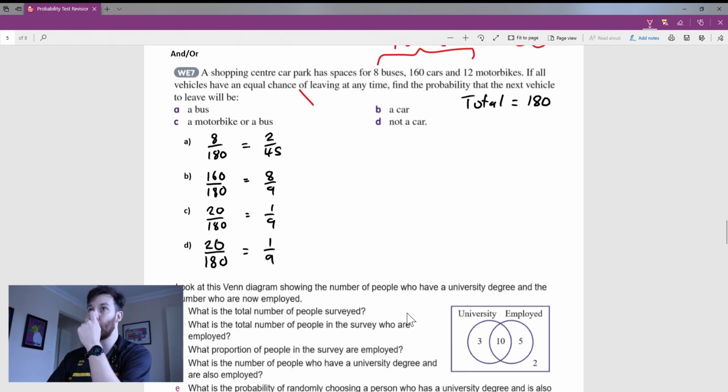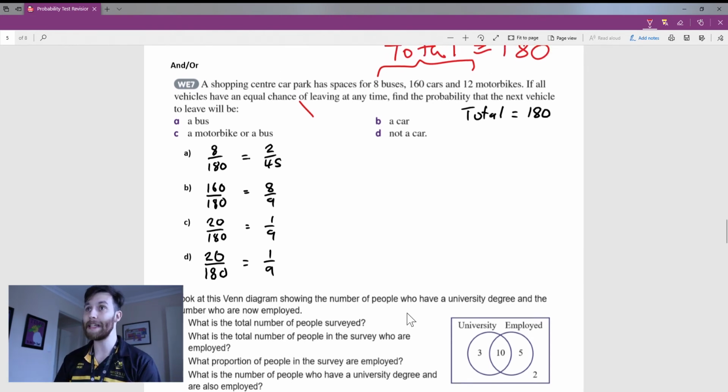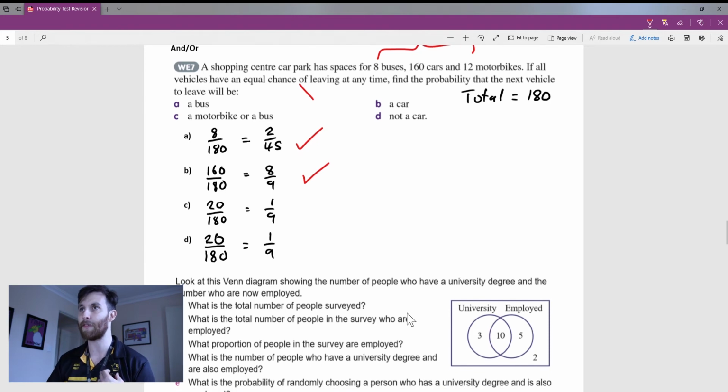Anyway, for this one, the first one is pretty easy because we just look at the number of buses, which is 8, so 8 out of 180. Car is easy because there's 160 cars, so the probability of choosing one at random is going to be 160 over 180, and then you simplify from there.